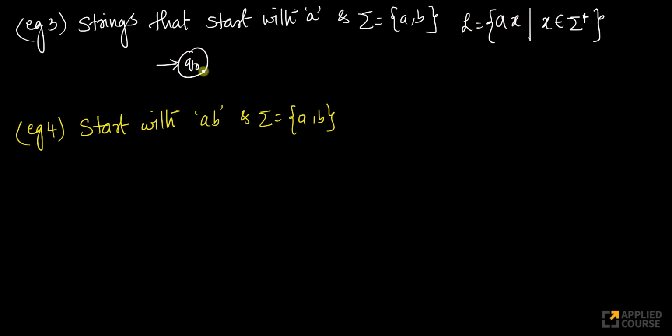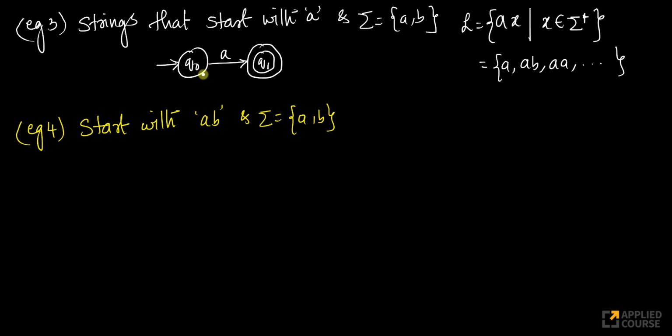Epsilon is not part of this language. So, Q0 will not be a final state. Now, if I start with A, I want to reach a state. Obviously, this has to be the final state because my language has A, AB, AA, all of them. It has to start with A. So single A also is part of this language, right? So this is my final state.